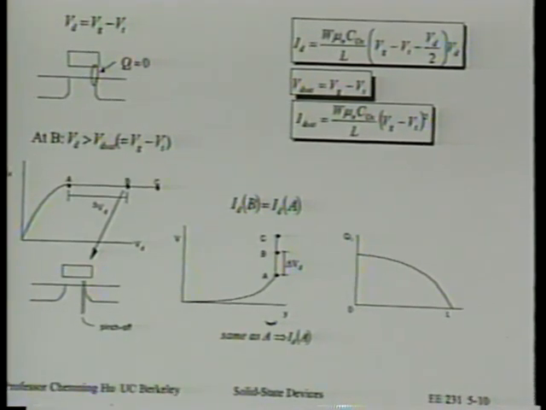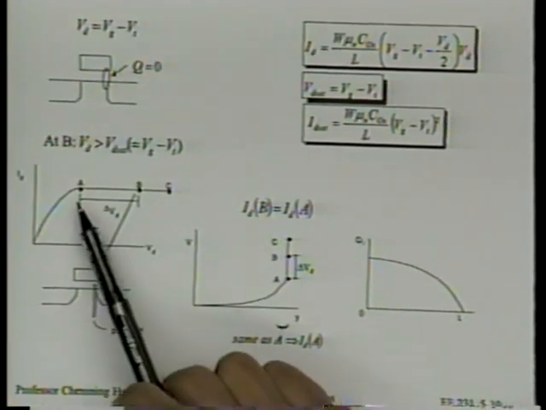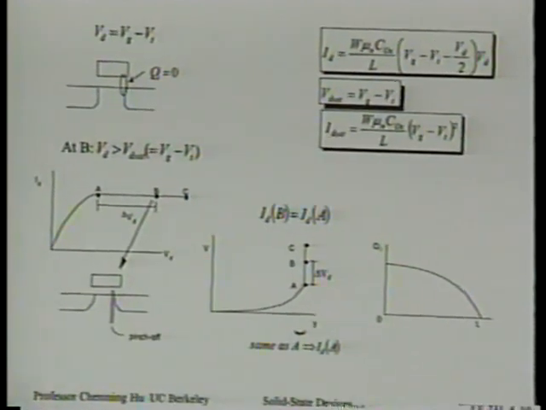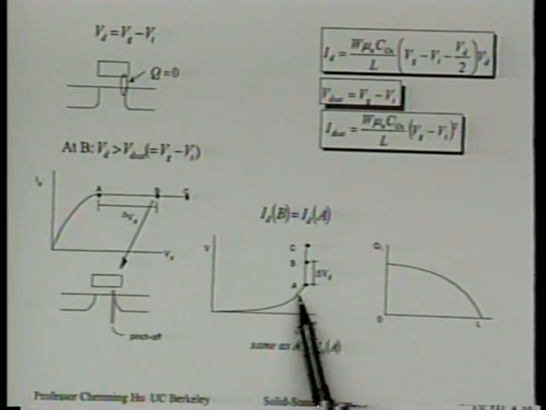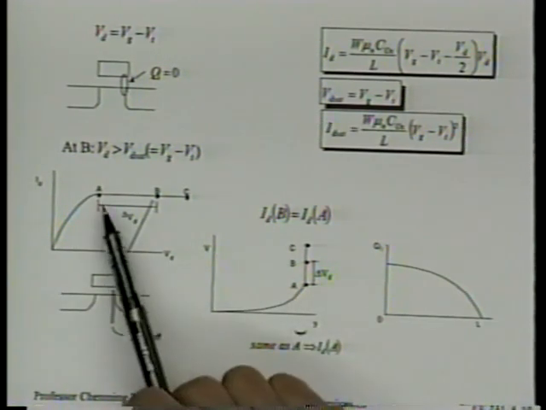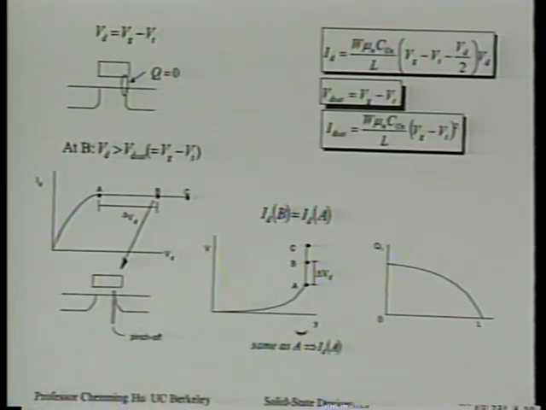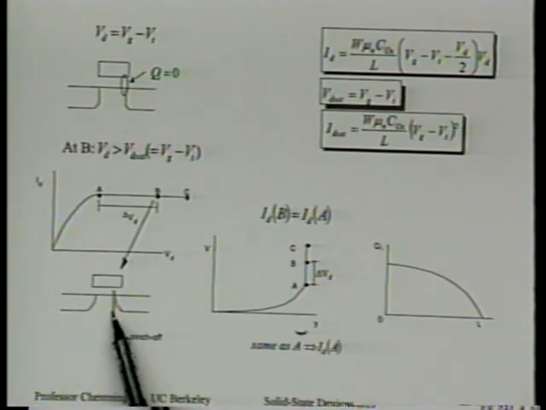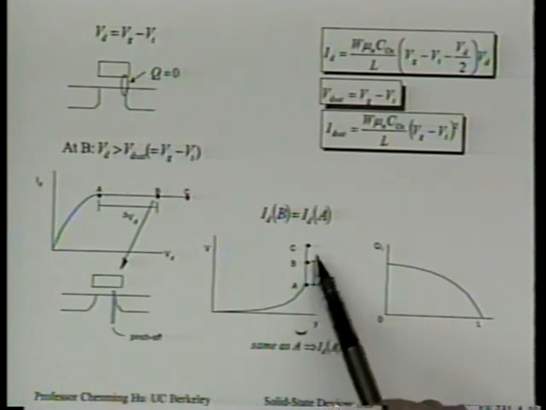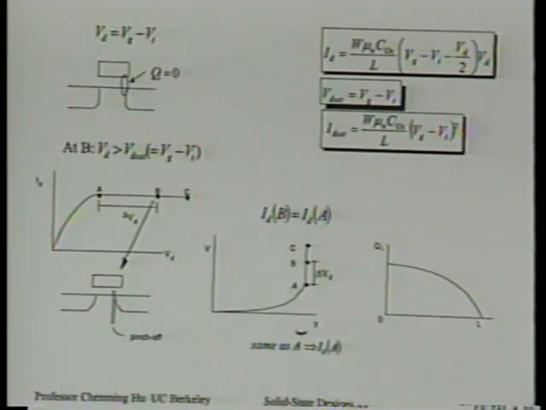So the picture is that at point A and point B, the potential profile, the velocity profile, and the current are all the same, and at C as well, all right? The only difference is that at points B and C, there is a small pinch-off region where that extra voltage is dissipated, okay?